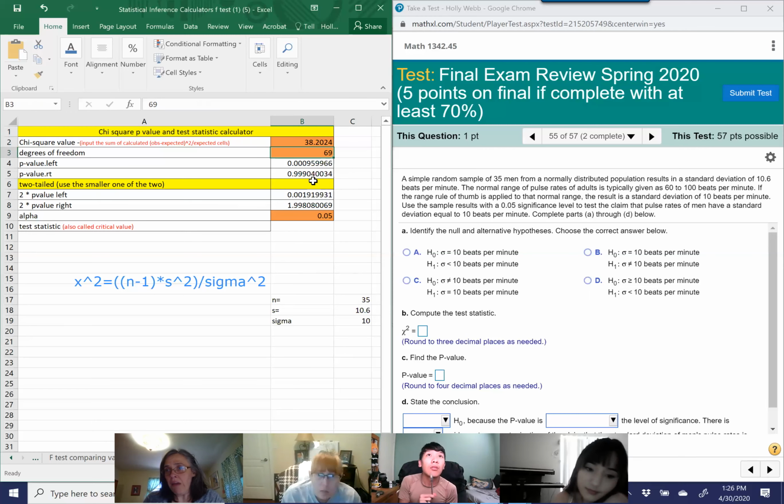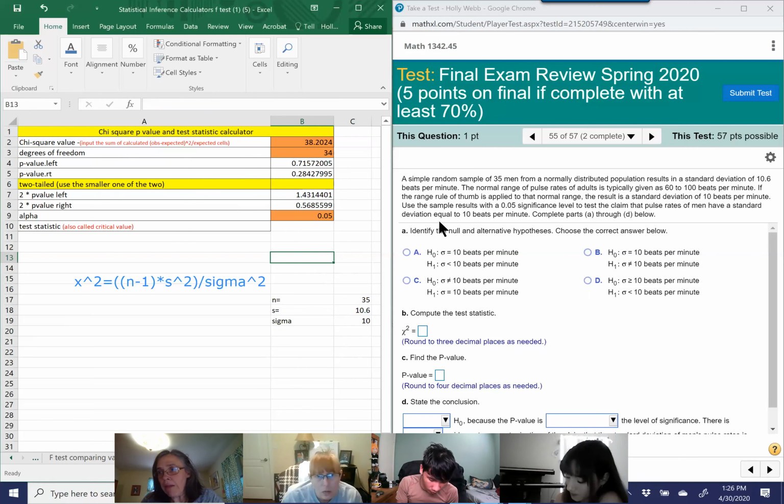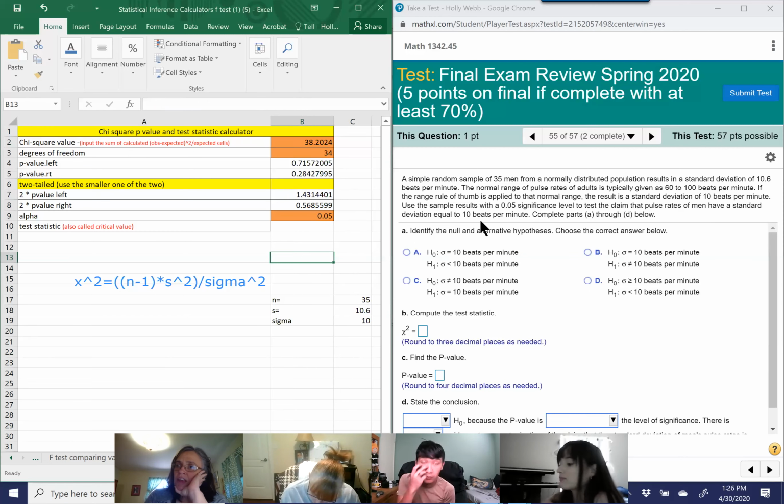Now it's not going to be accurate until I put my degrees of freedom down here. And what are my degrees of freedom, guys? What's my degrees of freedom for this problem? 34. Good. It's going to be 35 minus 1, or 34. And just for reference, I'm going to put my significance level, 0.05. It's already there. And let's look at our claim, because that's very important. We're going to test the claim that men have a standard deviation equal to 10. Equal. That's our claim.